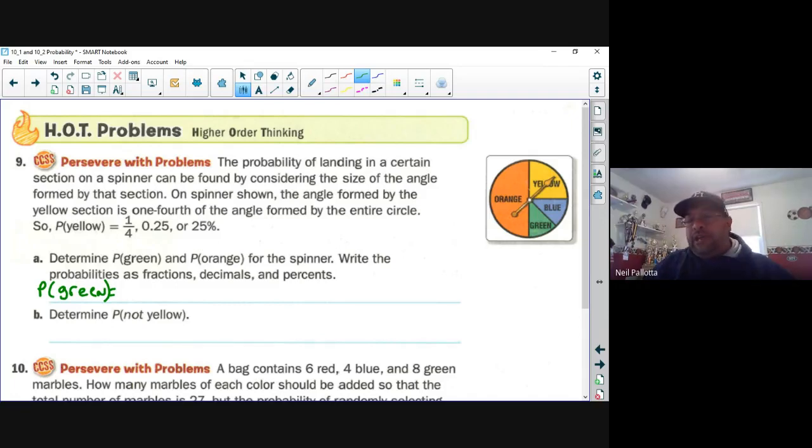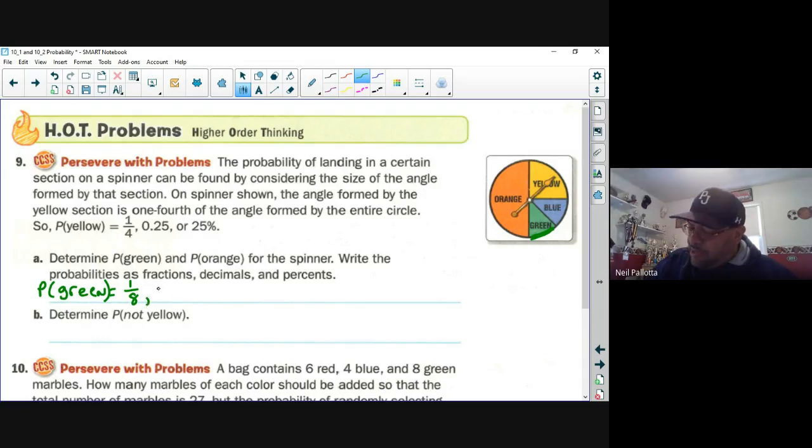Well, when we look at the green, here's our green section right here. We know that 1/2 is 50%. We know that half of a half is 25%. So the green looks like it's 1/2 of 1/4. Well, what is 1/2 of 1/4? Probability of green is going to be 1/8.